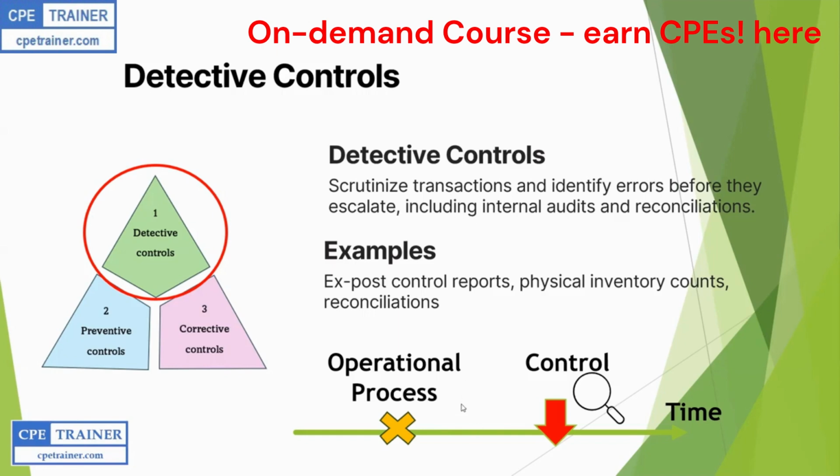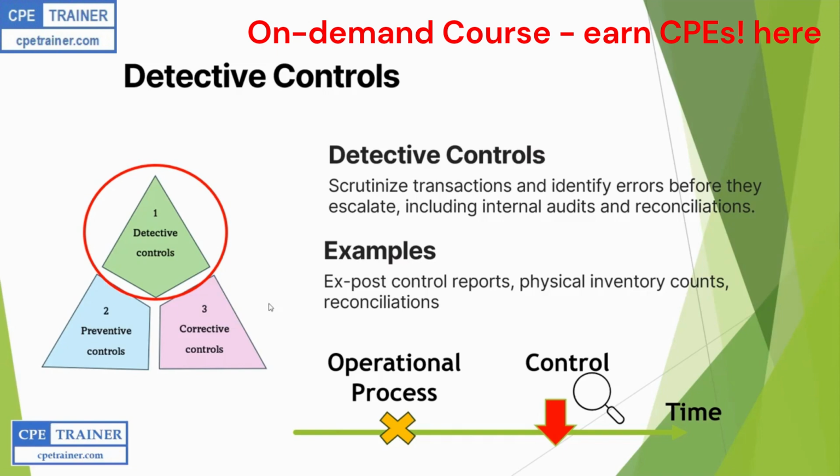So a detective control is basically to identify an error before it actually escalates. When one error happens, you should pick it up. If the same error happens tomorrow, you should also have the control, and latest by the second or third day, some alarm bells should ring and escalate this to the appropriate management level. So somebody actually takes a look and checks what is going on in this process. An example of a detective control is an ex post control report, physical inventory, and reconciliation.